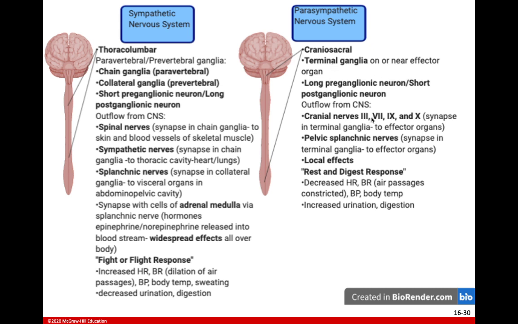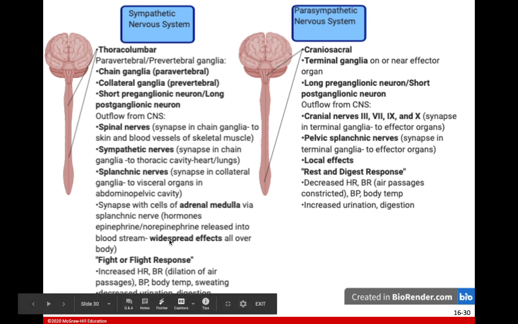Remember that cranial nerves 3, 7, 9, and 10 are going to be parasympathetic. Again, these are going to synapse in the terminal ganglia and then extend to effector organs. And then the pelvic splanchnic nerves also, you have pre and post ganglionic neurons synapsing in the terminal ganglia, and then the pelvic splanchnic nerves extending to the effector organs. Again, we have more local effects with this parasympathetic nervous system. Basically what this means, guys, is that you can have an effect on just a couple of organs.